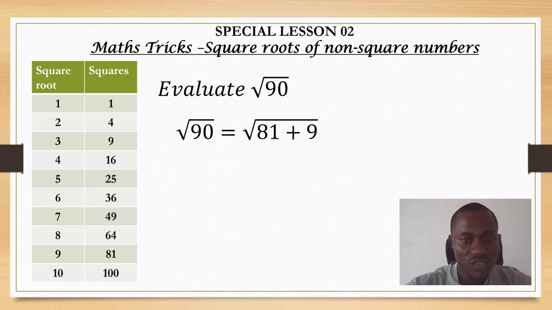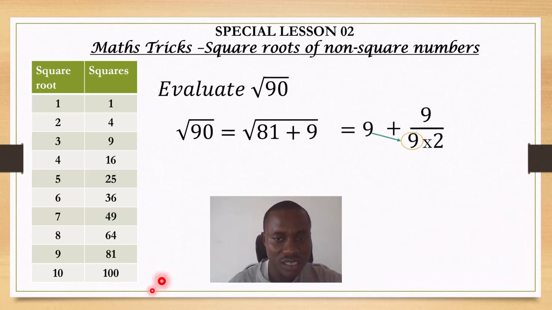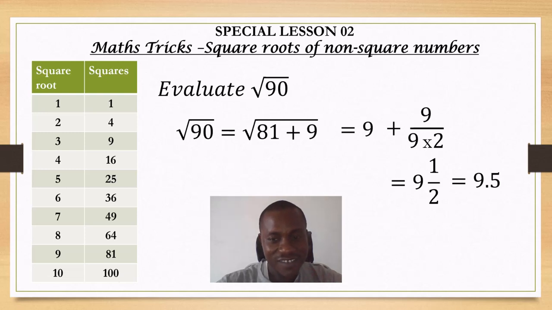The square root of 81 is what? 9. This is plus, so put the plus sign. Take your 9 up and divide it by bringing this 9 down, multiplied by 2. If you cancel 9, 9 divided by 2 gives you 1 over 2. So the answer is going to be 9 and 1 over 2. In decimal, you have 9.5. So sweet. Check your calculator result. 9.5. This is so sweet.